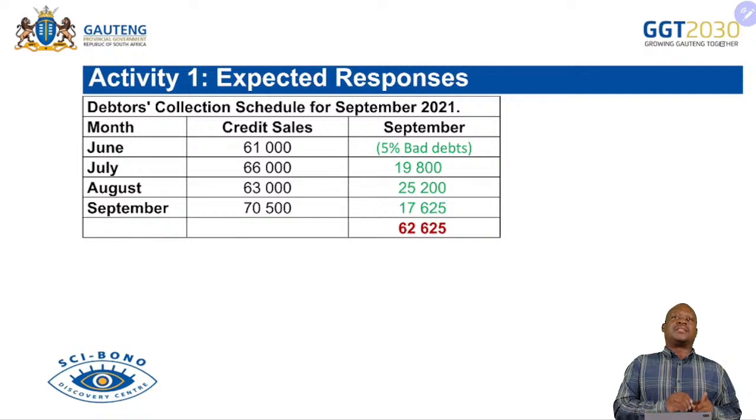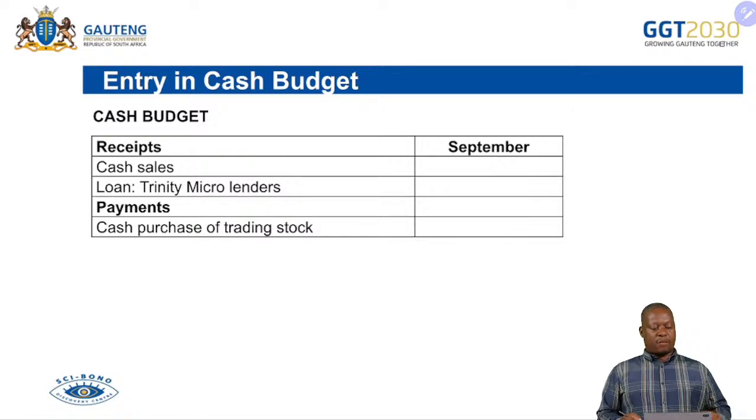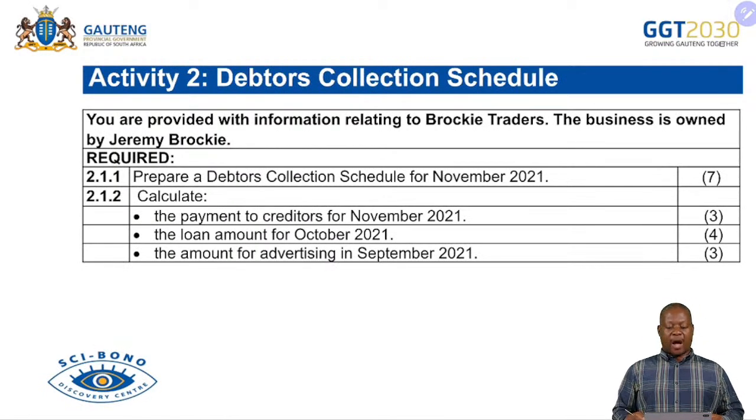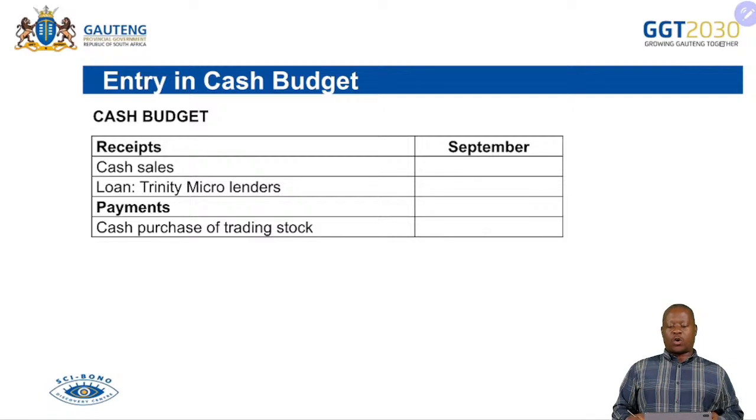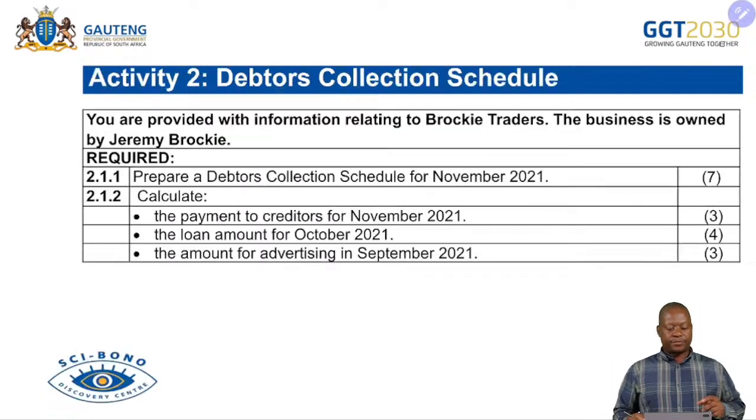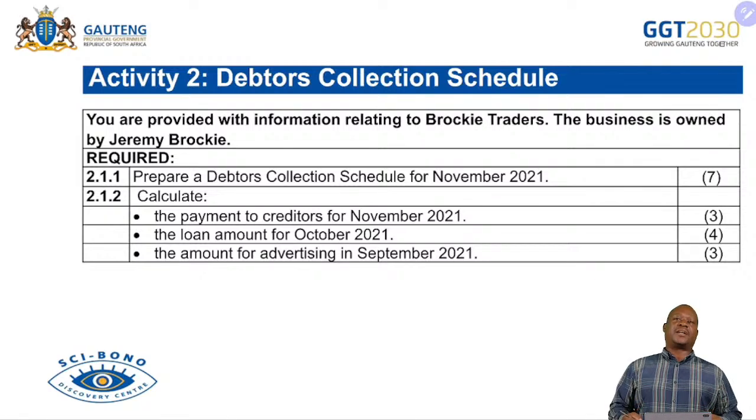And this is the amount that goes to the cash budget as collection from debtors or receipts from debtors. That's the expected receipts from our debtors. So you are going to see this should go into our cash budget. Now, let's look into a different activity still on the debtors collection schedule.